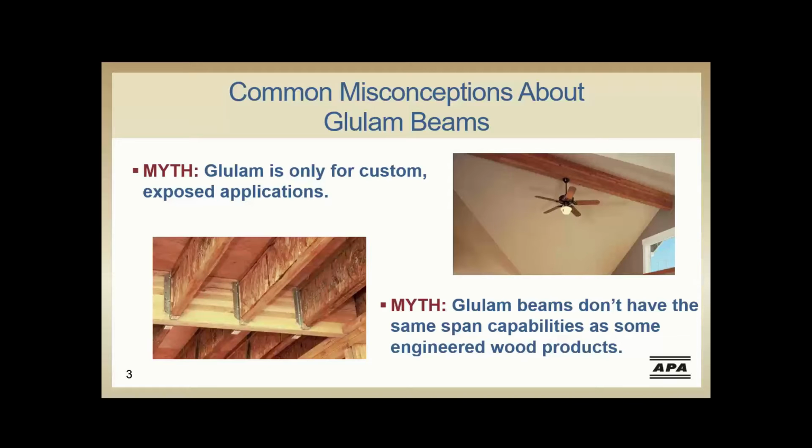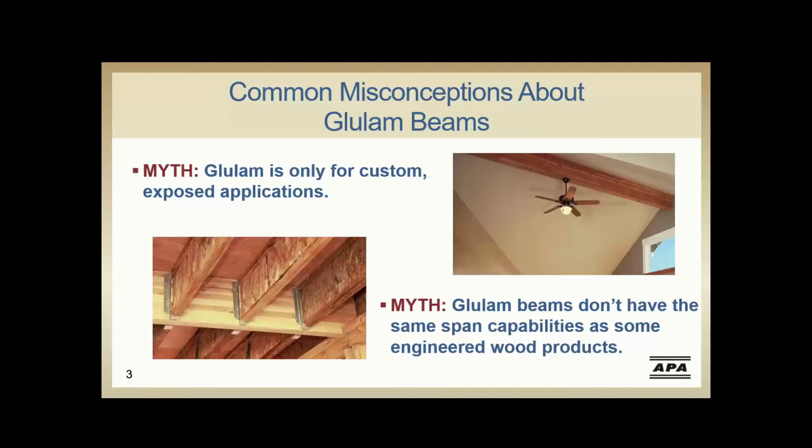The first being that glulam is only for custom exposed applications. While glulam is often chosen for their beauty and exposed designs, such as rafters, vaulted ceilings, long clear span ridge beams, they're also ideal for hidden in the wall structure applications. Everybody thinks of that exposed application, but we can put it in walls. We can put it in floor beams, headers over small and large windows.